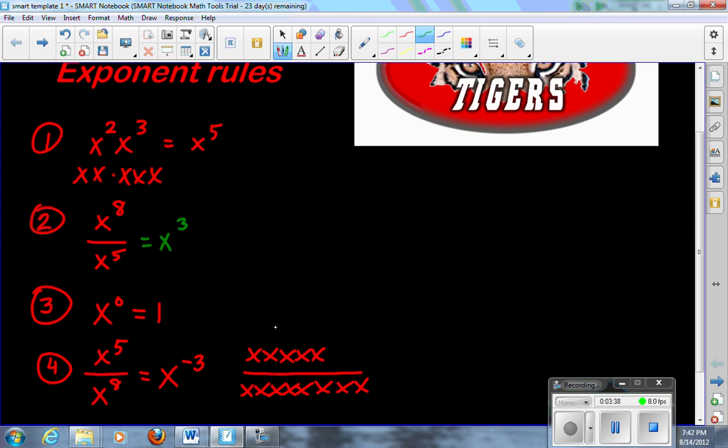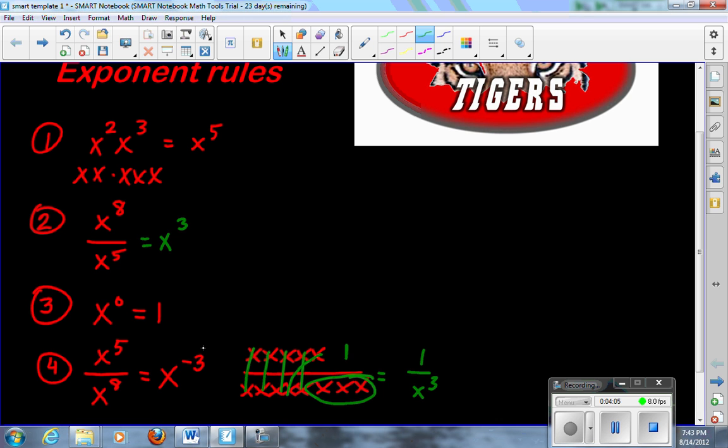And we can see that this man would get this man and so on all the way down, and this man would get that man that I missed. And we would have 3 left down here, and a placeholder up here, which is an invisible 1. At any time there's nothing left, it's not a 0, it's a 1. So this answer is 1 over these 3 guys down here, x cubed. x times x times x.